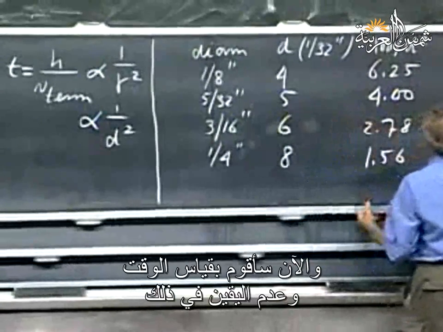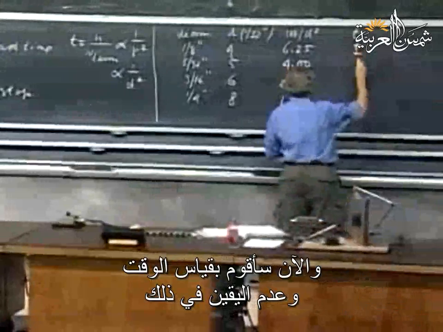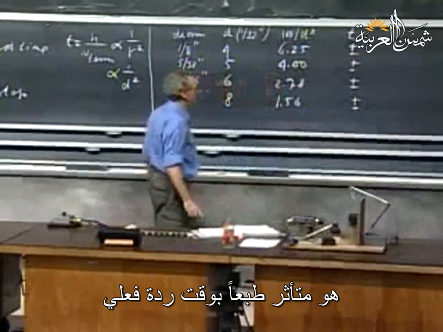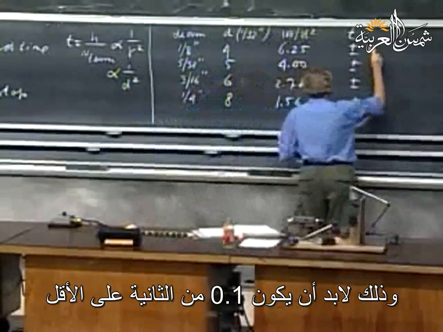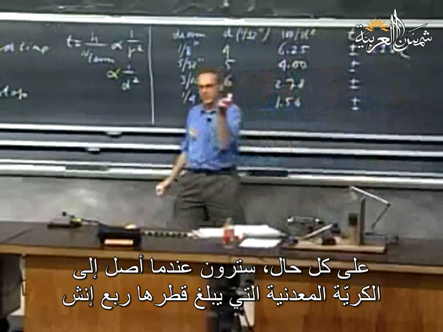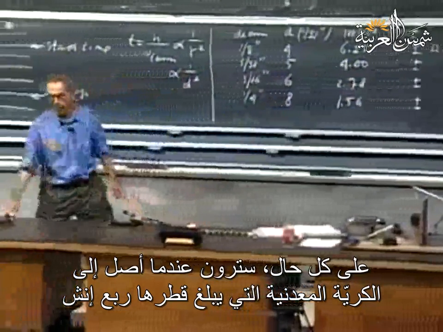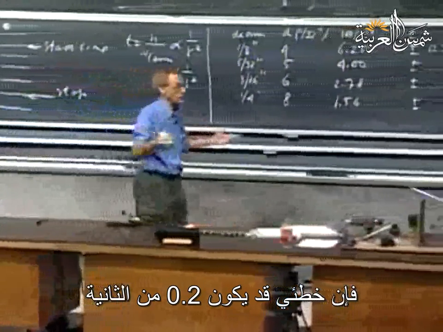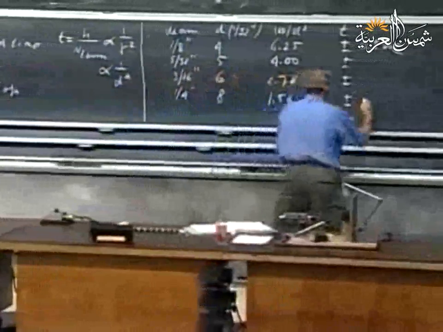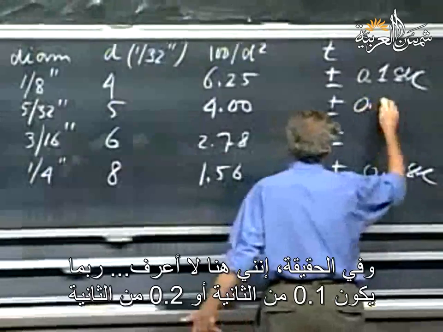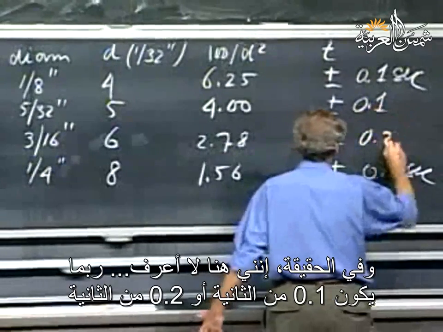And now I'm going to time it, and my timing uncertainty is of course dictated by my reaction time. That should be at least 0.1 seconds. However, you will see when I reach the 1/4 inch ball bearing that it goes so fast that my error could well be 0.2 of a second. It goes in a flash. So I would allow here 0.2 of a second, and here I really don't know, maybe 1/10, maybe 0.2 of a second.